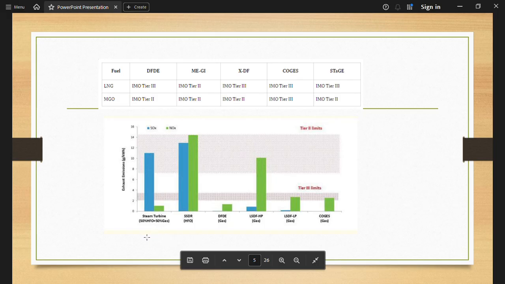Now steam turbine uses 50% HFO plus 50% gas, SSDR is HFO, DFDE is gas, LSDF HP is gas, LSDF LP is gas, COGES is gas.